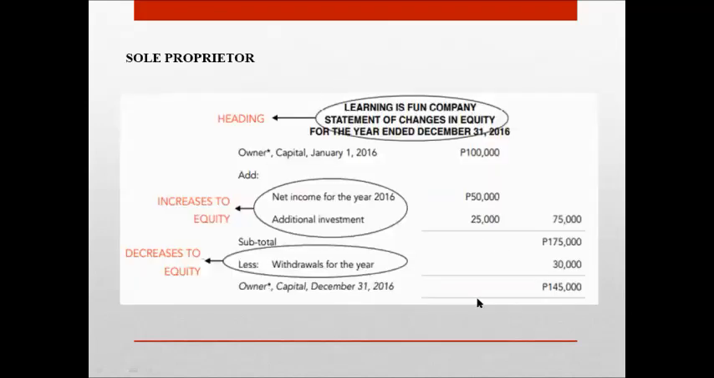So this is for the sole proprietorship. Napakasimple lang niya. Yun nga, meron tayong heading, meron tayong mga increase to equity, which is the net income and the investment. And then meron tayong withdrawals, which will decrease our equity account.